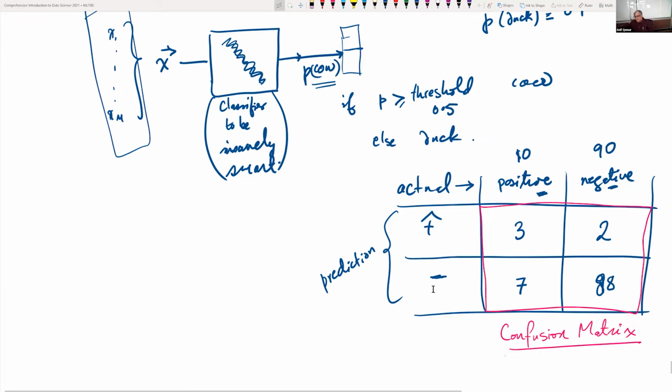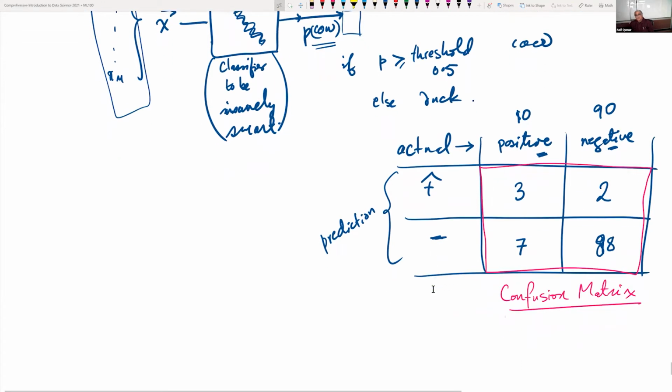Now, which part of this confusion matrix is the good news part? When would you say the classifier is doing its job well? For this part and for this part, isn't it? Those are the positive cases it did identify as positives, right? And these are the negative cases it did identify as negatives.